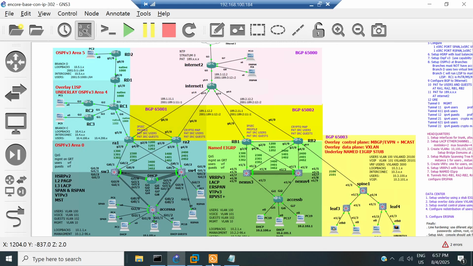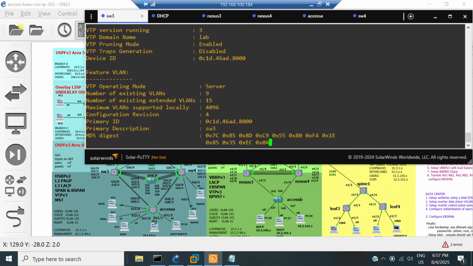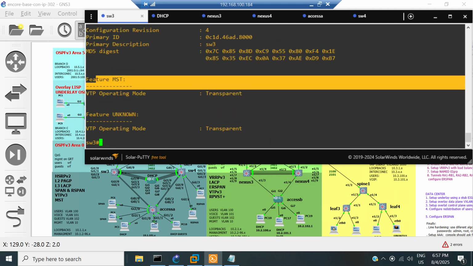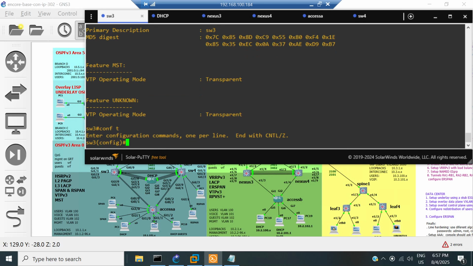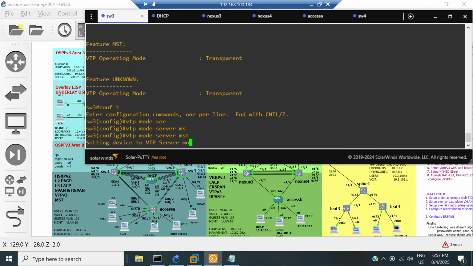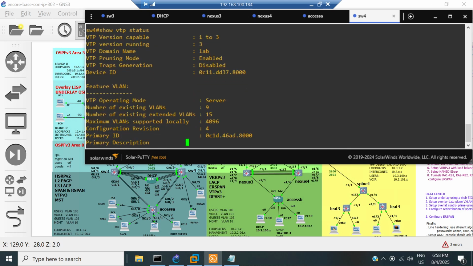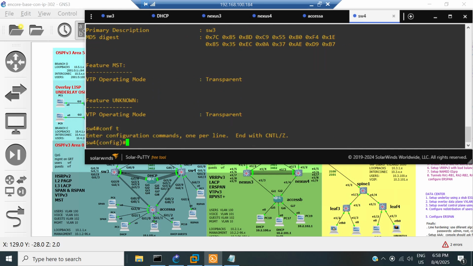So let's go to switch 3. Switch 3 should be my server, but we don't have anything for MST. I'm going to enable MST for VTP, so VTP mode server for multiple spanning tree. Let's go to the other distribution switch, show VTP status. In this case, VTP is not working for MST, so let's configure that.